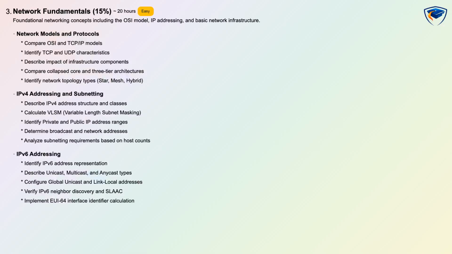Network fundamentals makes up 15% of the exam and is considered easy with about 20 hours of study focused on conceptual and scenario-based assessment. You will master foundational topics like the OSI and TCP/IP models, TCP versus UDP behavior, common network topologies and architectures, and the role of infrastructure components. IPv4 addressing and subnetting, including VLSM and calculating broadcast and network addresses, are central, and you will also learn IPv6 representation, SLAAC, link local addressing, and EUI-64 interface ID calculation.